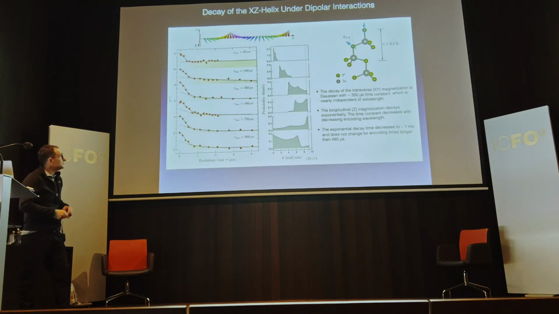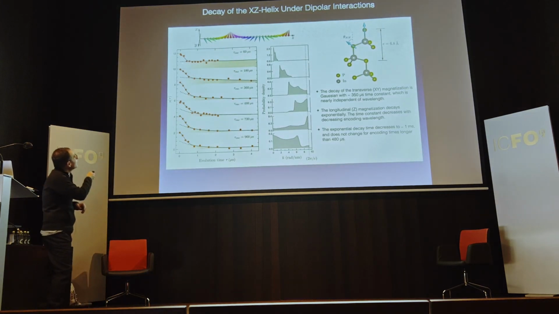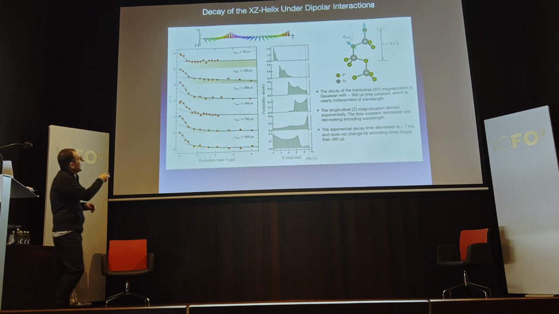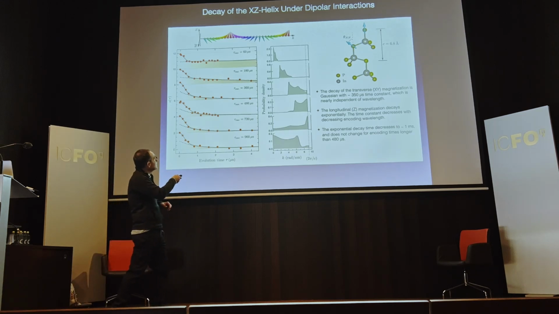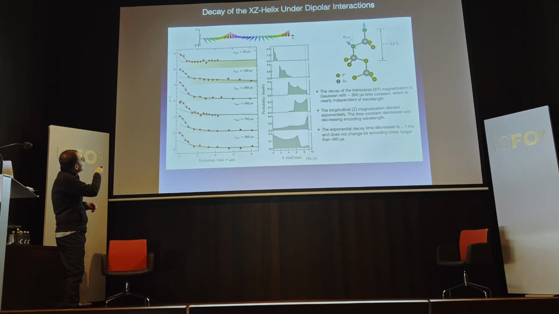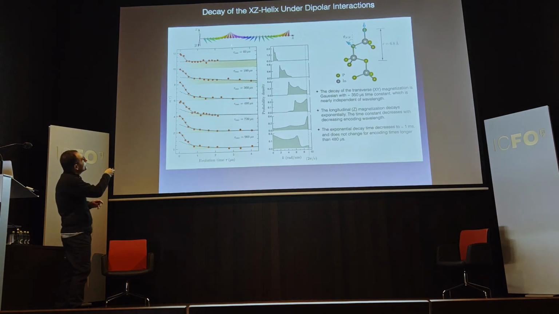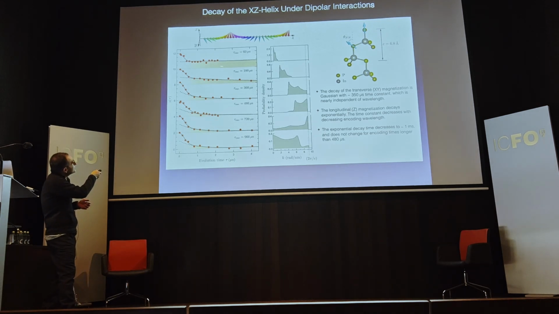So what we see in the data is, if I apply a long wavelength modulation, there's an initial decay that's a Gaussian. That's just the transverse part of this helix decaying with T2. That has a time constant of about 350 microseconds. Then there's an exponential part. This exponential part is the spin transport due to flip-flop interactions. On long wavelengths, it takes a very long time for it to diffuse.